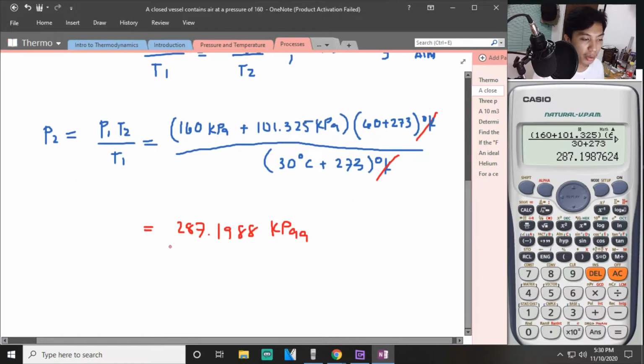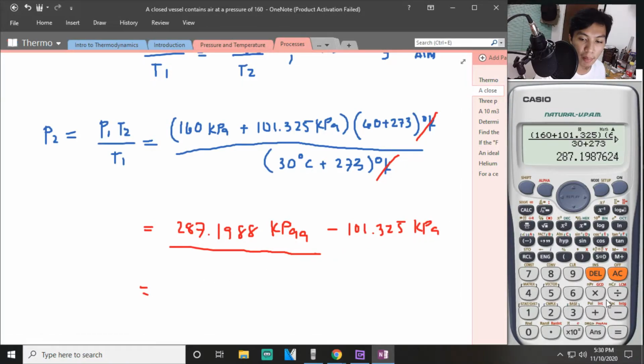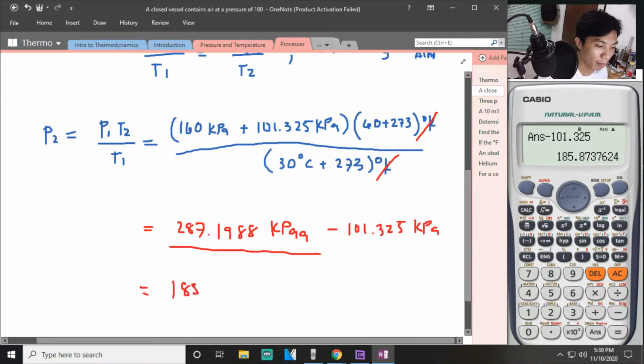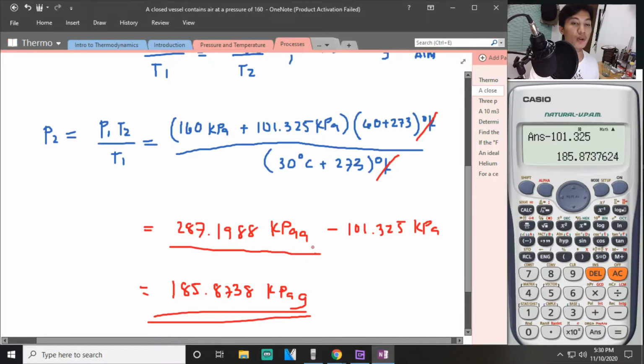Now, how do we make it gauge? It asks for gauge, so we minus 101.325 kPa to make it gauge. The answer is 185.8738 kPa gauge. That is for problem number 1.